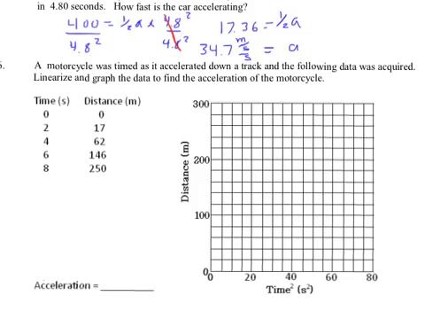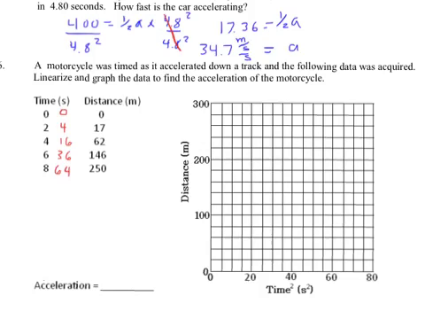And what it does is once you determine what type of relationship it is, in this case t squared, instead of graphing t, I'll graph t squared. So that means I have to take these time values and square them all to see what it's going to be. So 0 squared is 0, 2 squared is 4, 4 squared is 16, 6 squared is 36, and 8 squared I believe is 64.